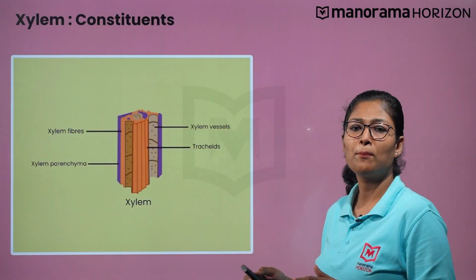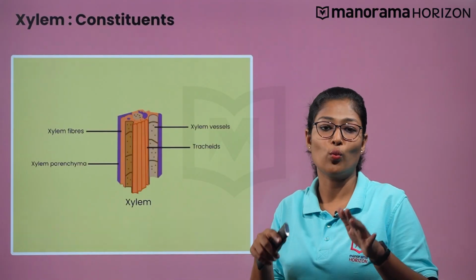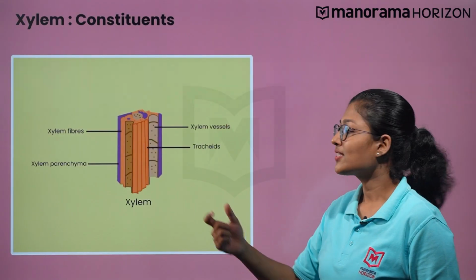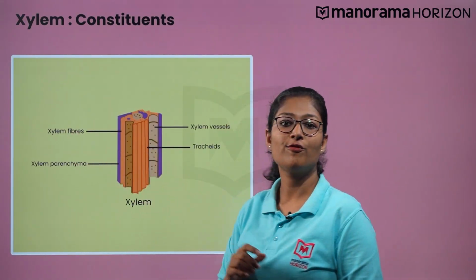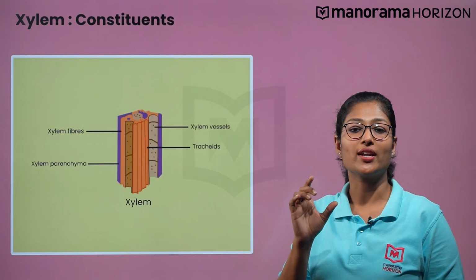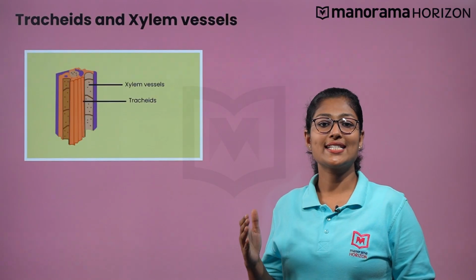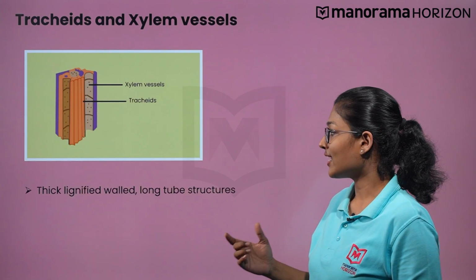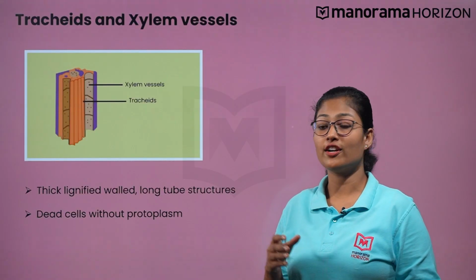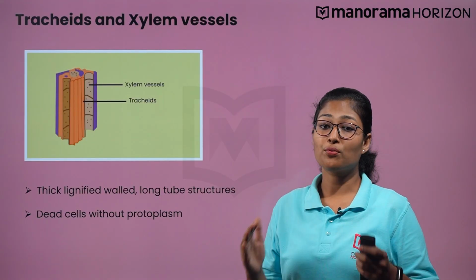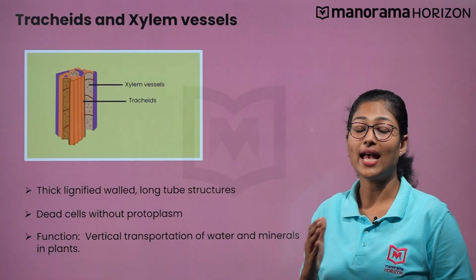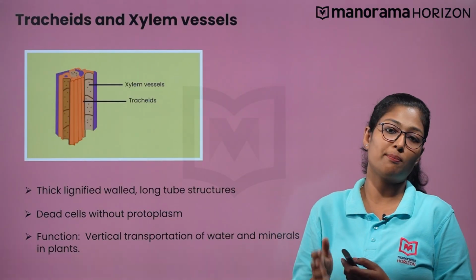So xylem is composed of several elements. Let us check them one by one. Tracheids, xylem vessels, xylem parenchyma and xylem fibers are the different elements. So let us study each one in detail. Tracheids and xylem vessels are thick, lignified-walled, long tube-like structures made of dead cells without protoplasm that allow the transportation of water and minerals vertically within the plant.